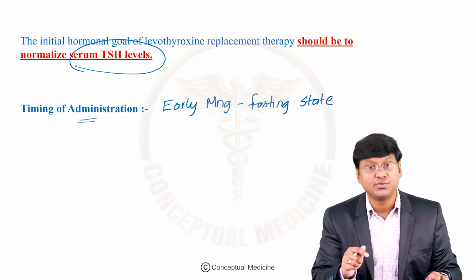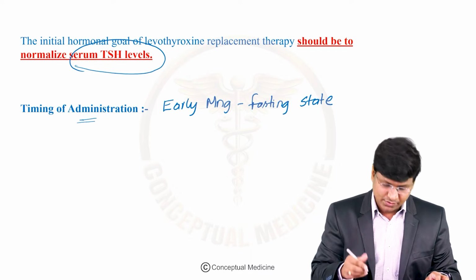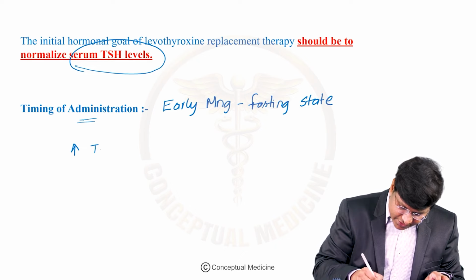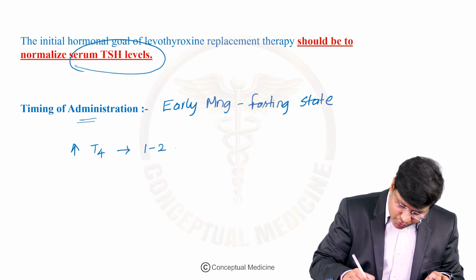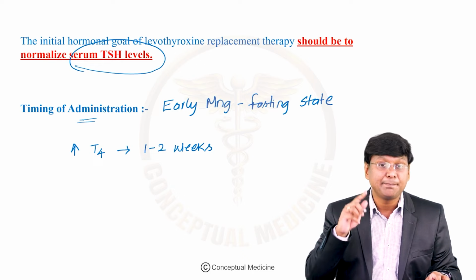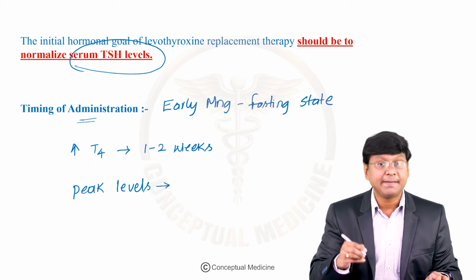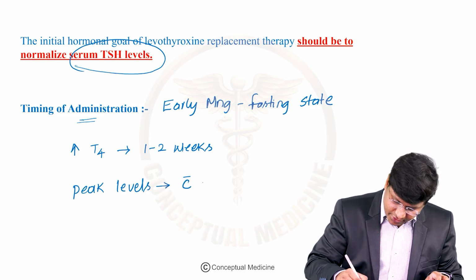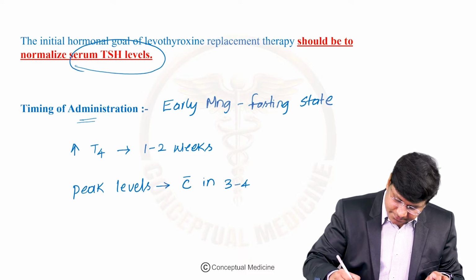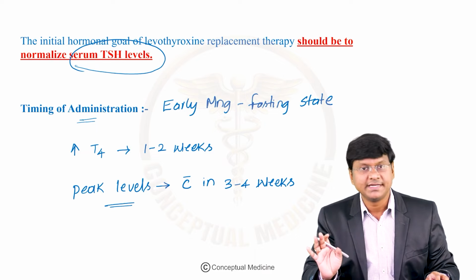Once you have started levothyroxine, a significant increase in T4 will occur within 1 to 2 weeks. So there will be a significant increase in your T4 within 1 to 2 weeks of the administration of levothyroxine, and it reaches near peak levels within 3 to 4 weeks. Right, it reaches the peak levels within 3 to 4 weeks. Okay, that is the administration of your levothyroxine.